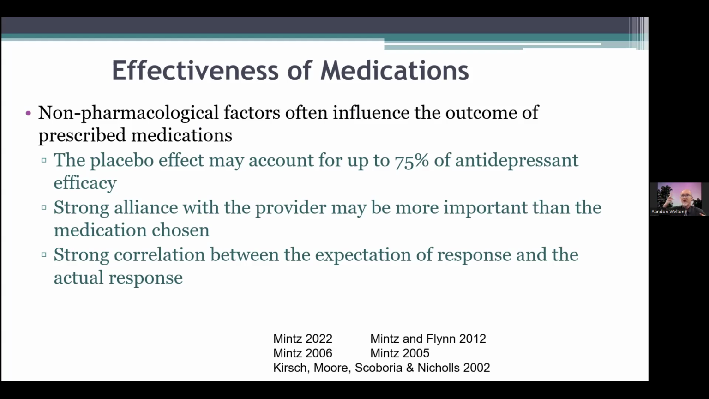So if you had 100 people on an identified antidepressant, and 100 people on a placebo, that placebo group is going to have 75% of the response that the antidepressant group does. Most of the response is actually a placebo response. A strong alliance with the provider, a good connection, is perhaps more important than the medication chosen, right? There's lots of antipsychotics out there. Which you choose is less important than the relationship you have with that patient you're prescribing it to. And there is a very strong correlation between the expectation of response and actual response. If a patient thinks this medicine is really going to help them, they are much more likely to have a positive effect. If they think this medication is a waste of time, then they're much less likely to have a positive effect.